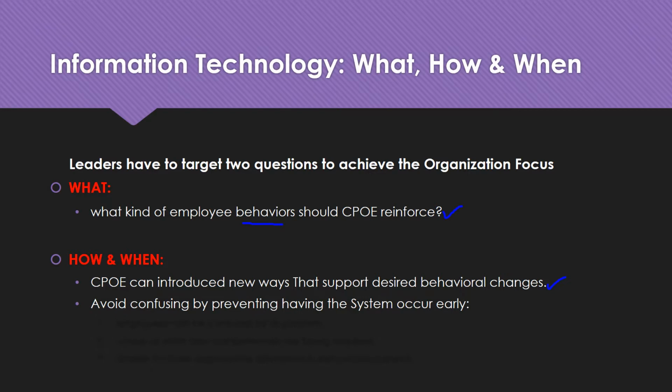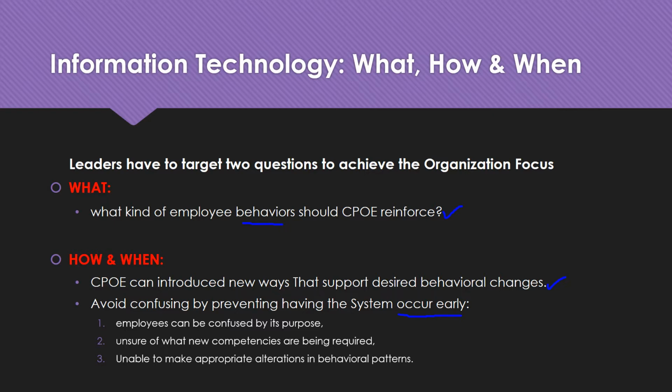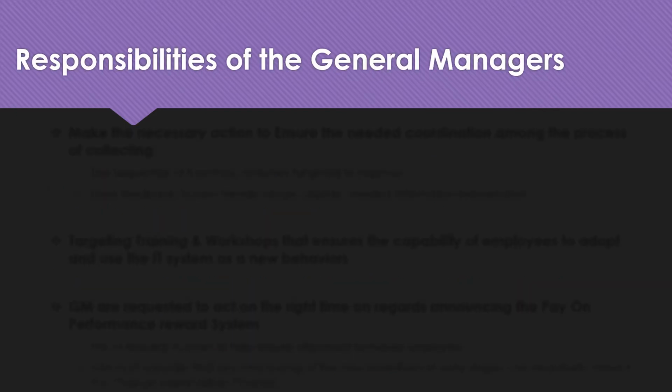When do we have to avoid confusion? If the system implementation occurs early, that can cause employees to be confused by its purpose, unsure of what new competences are being required, unable to make appropriate alterations in the behavior pattern. So we have to make sure that the timing of announcing the new system is right.